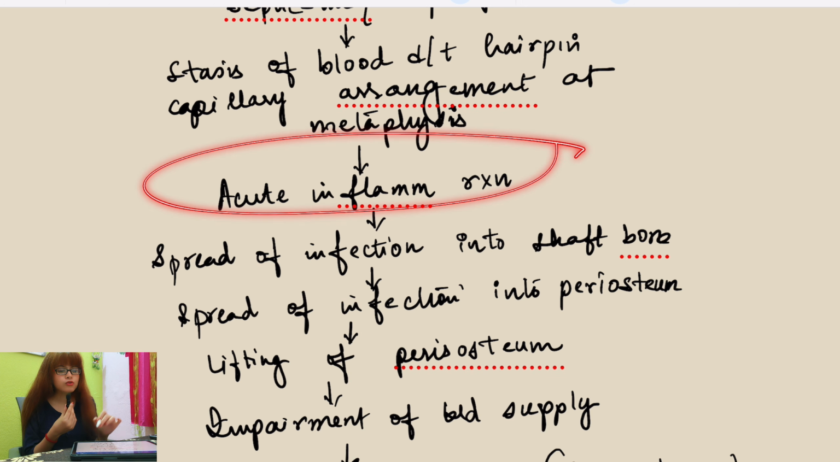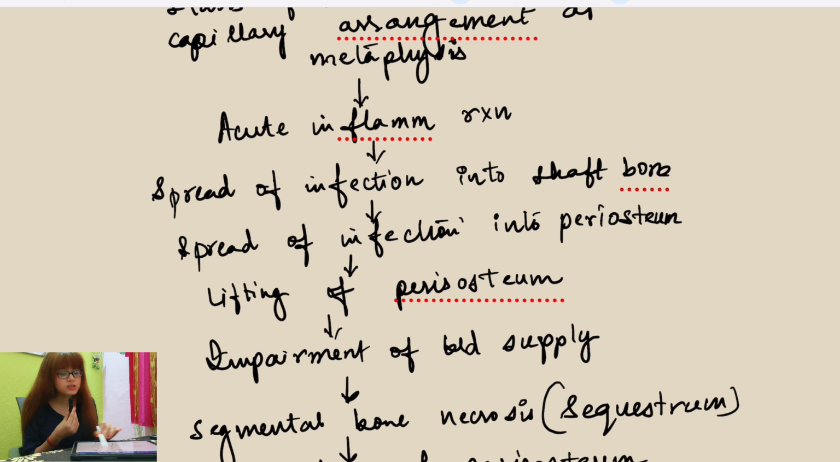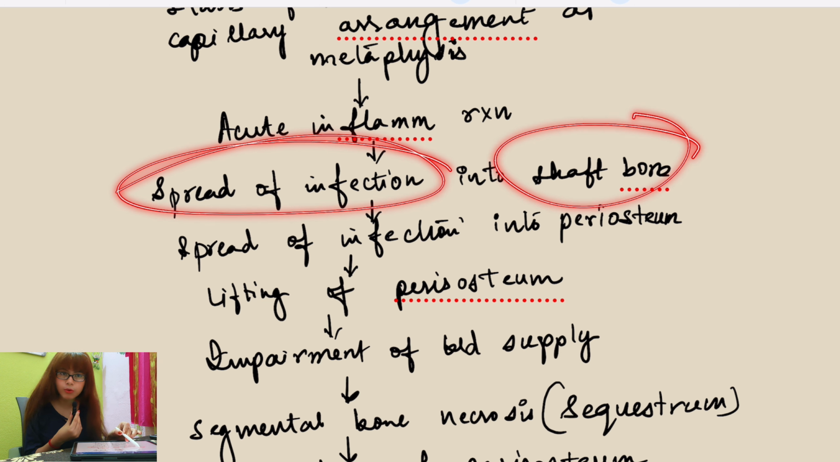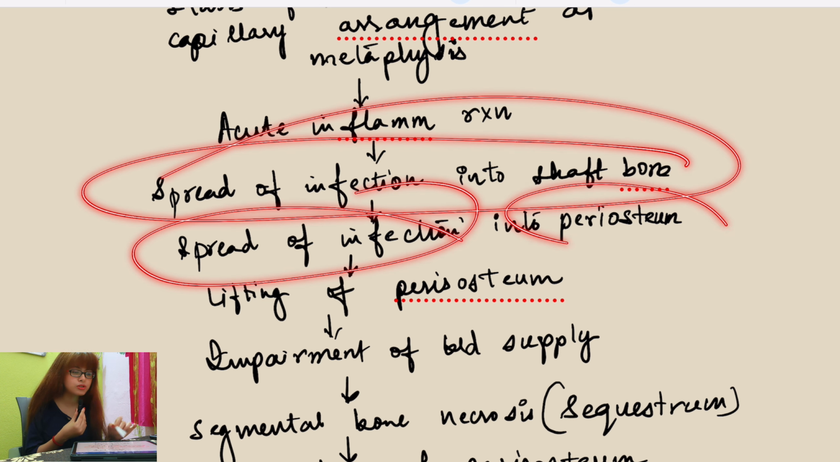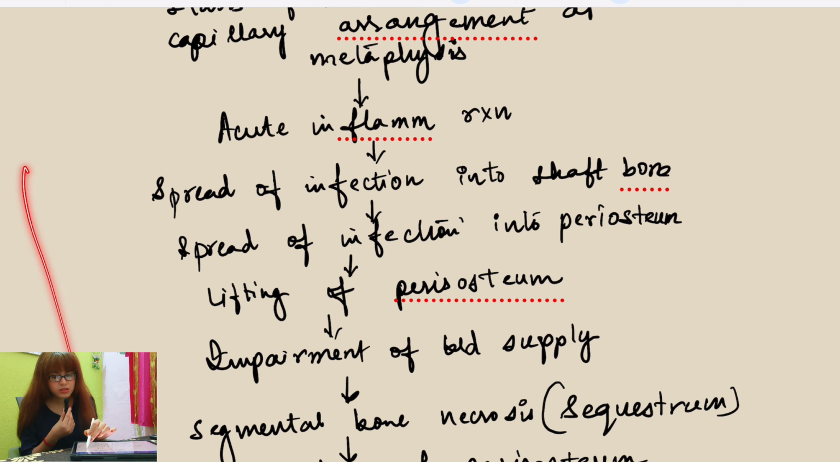Now once there is acute inflammatory reaction, there's going to be spread of infection into the shaft bone, and after this spread of infection, this infection will also now proceed to the periosteum. So if you see, this is the bone, this is the periosteum. So once this infection reaches the periosteum, this periosteum will now become elevated.